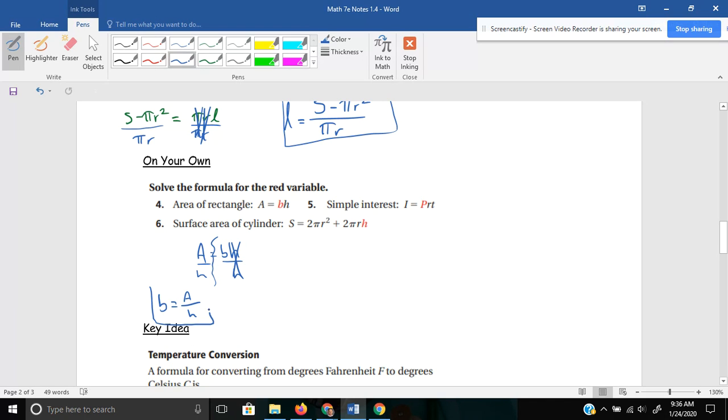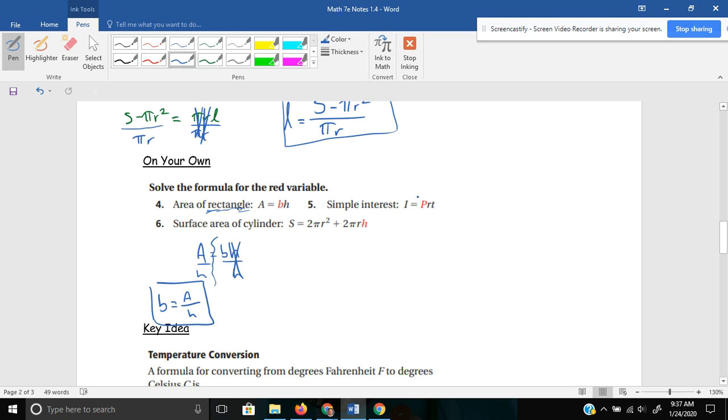This one is kind of similar to that rectangle area problem. Oh, actually, it is the area of a rectangle. I didn't even look at that. They just used base and height instead of length and width.